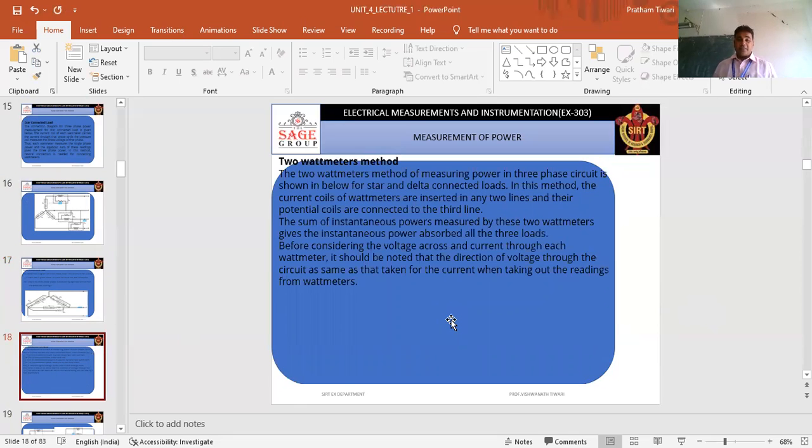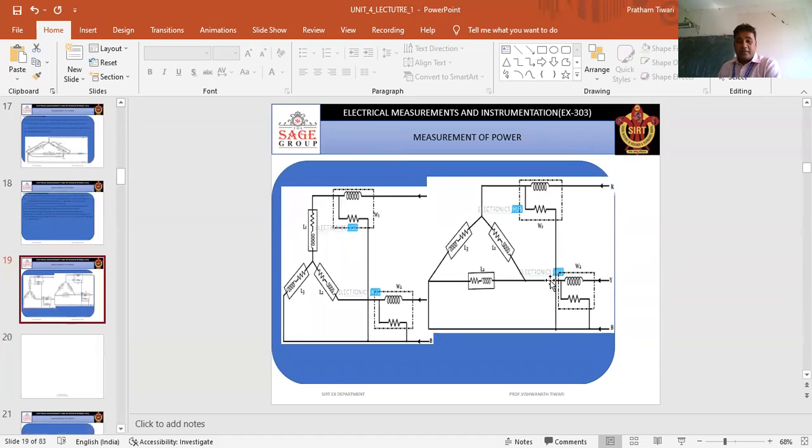In the two wattmeter method, we require two wattmeters. Any two wattmeters are connected in any two lines, like in this case you have to see only two wattmeters are connected. This is the connection of a star connected load, and this is a delta connected load. In the two wattmeter method, any two wattmeters are connected in any two lines of R, Y, B.